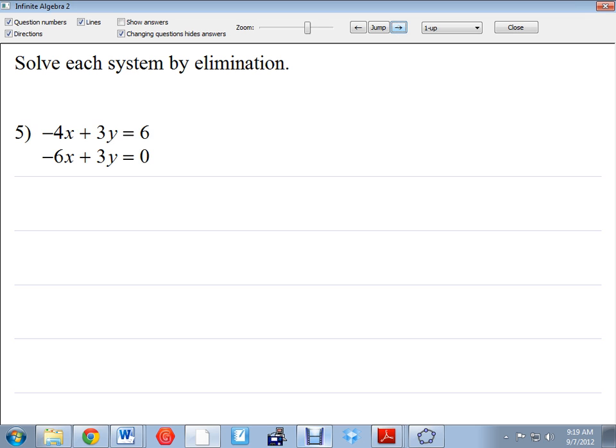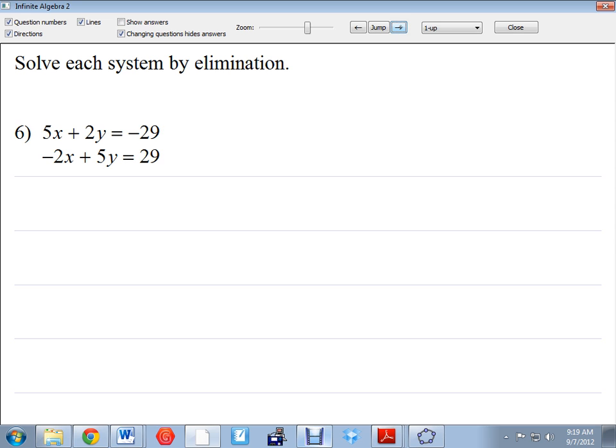This one has a similar situation where the y's in this case are already the same. So you want to make sure that you're looking for the x's and the y's, because you could save yourself a lot of work by just simply subtracting. You'll solve for x first on this one. I'm not going to do it because we just did one that's very similar.